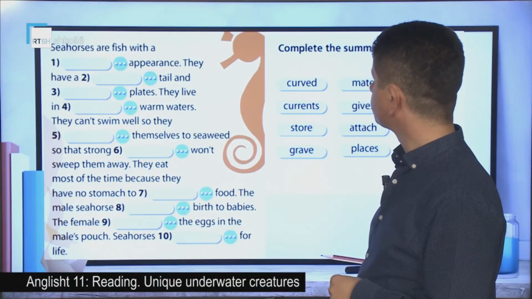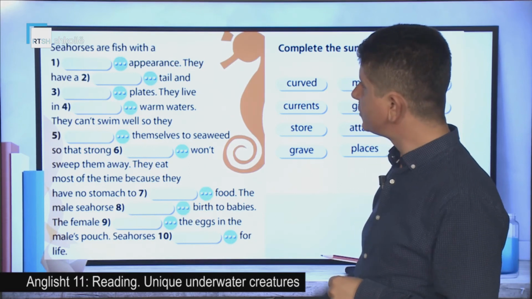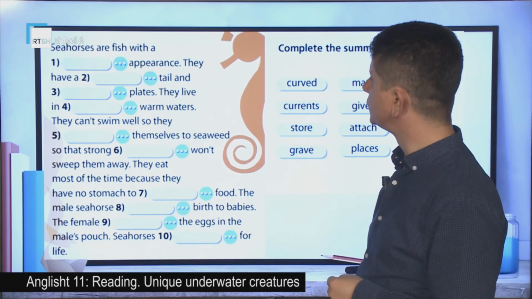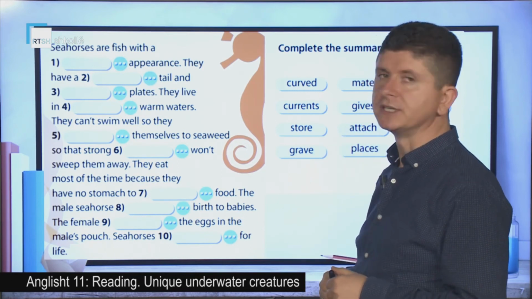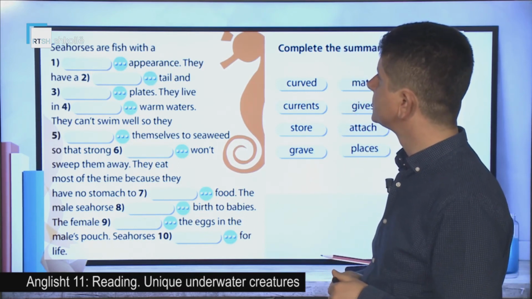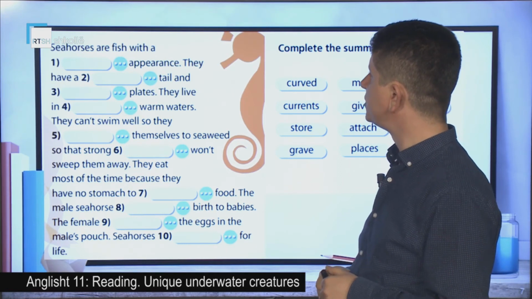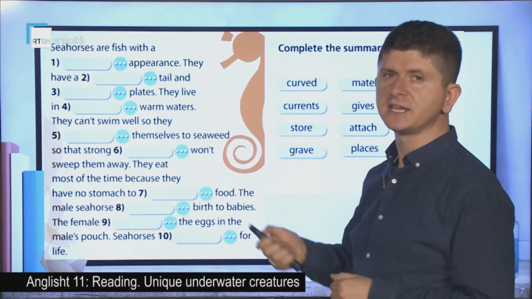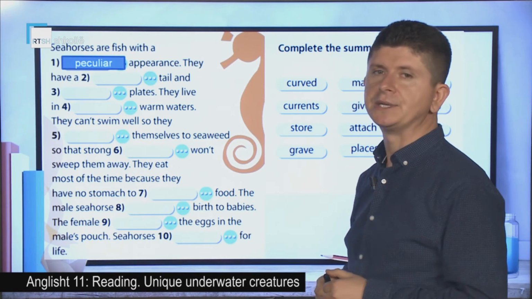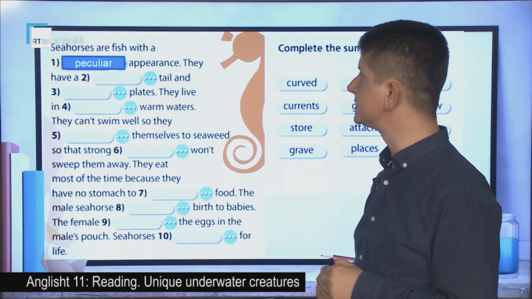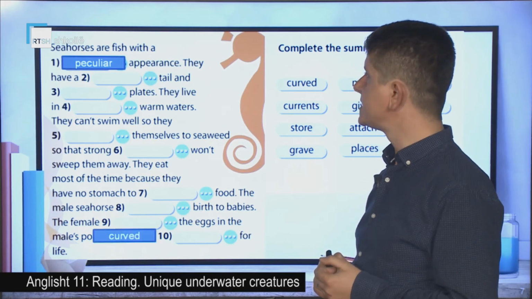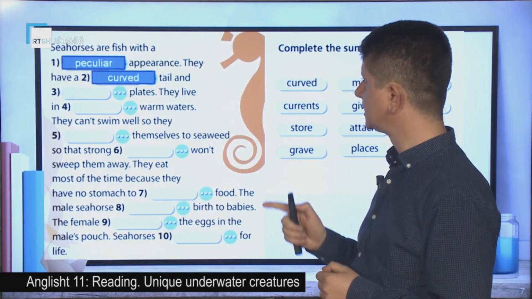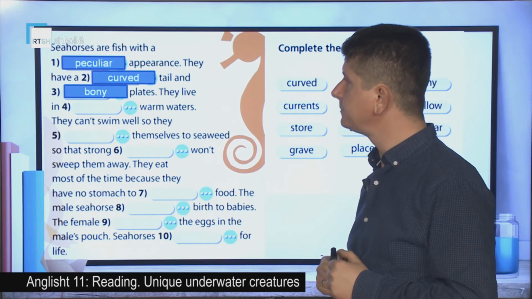Okay, in this slide, we have a summary of the text, and we are going to fill in the gaps with the words that we have here. Let's do it together. Seahorses are fish with an appearance. What kind of appearance are they? Peculiar appearance, very special appearance. They have a tail. What kind of tail do they have? They have a curved tail and bony plates.